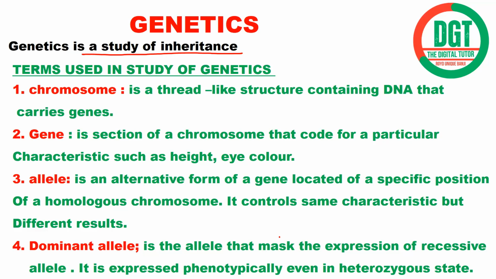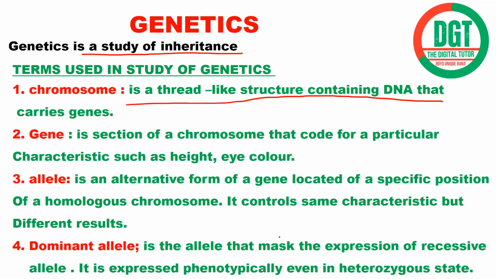One of the terms that we'll come across is the chromosome. So what is a chromosome? The chromosome is just a thread-like structure containing DNA that carries genes. In other words, you can say the chromosome is just a DNA thread wrapped in a protein. Okay? So now, the chromosome carries inherited information from one generation to the other.